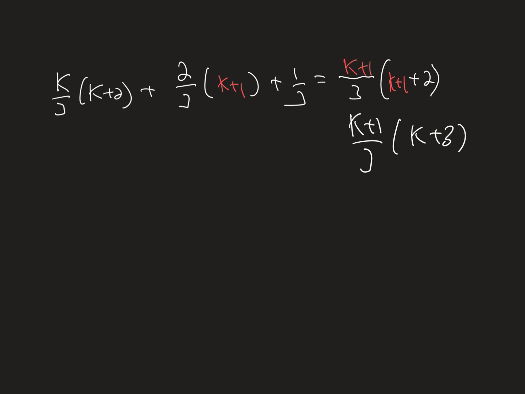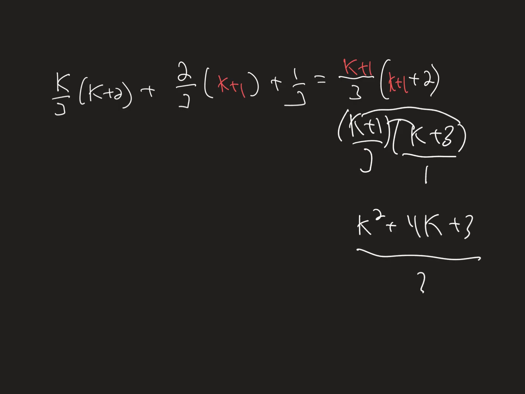Because this is over 1, I can just multiply the numerators and multiply the denominator. So I'm just going to FOIL, so I'm going to get k squared plus 4k, 3k plus 1k is 4k. And then 1 times 3 is 3. And that's all going to be over 3. So we'll leave that alone now. I don't know which way it'll be easier, but we have both of them. Now let's go work on the left-hand side.